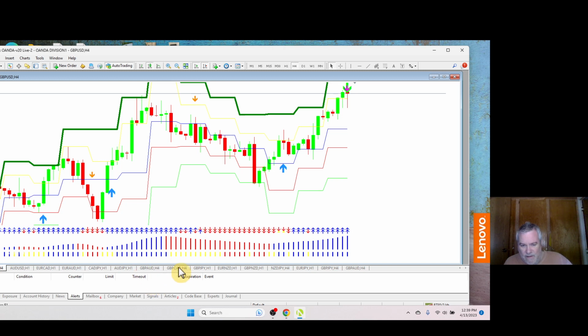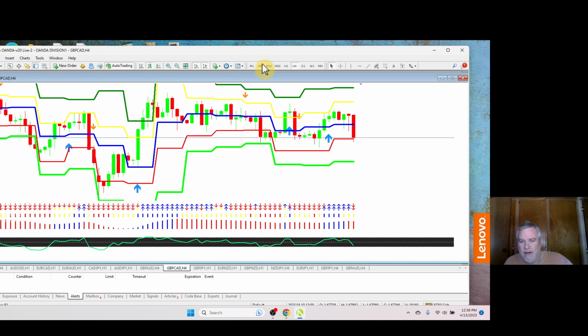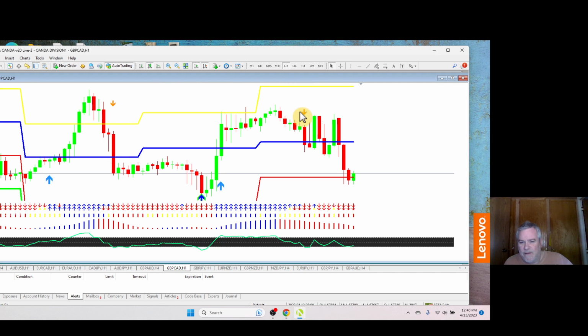Manage your money. Pound CAD 4 hour, kind of gone a little sideways. 1 hour, it's pushed down here to a buy. That reminds me, I was wanting to go ahead and buy that one, make it a low risk trade. Pound CAD long. Hopefully this is going to push up. That's on the 1 hour. There's where the stop is right there. If it takes that out, it's going lower.